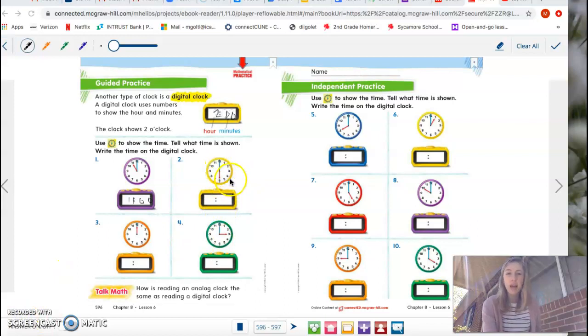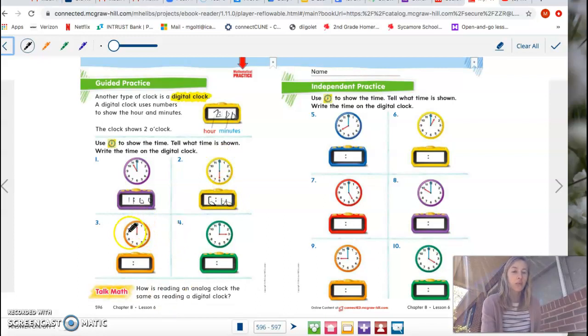So the next one we have here, well, we need to look at the hour hand. Hi, Betty. We need to look at the hour hand. Where is it pointing? That's right. That's that little red hand, and it's pointing right at the 6. So we'll write 6. There are no minutes because the minute hand is right at the 12. 00.